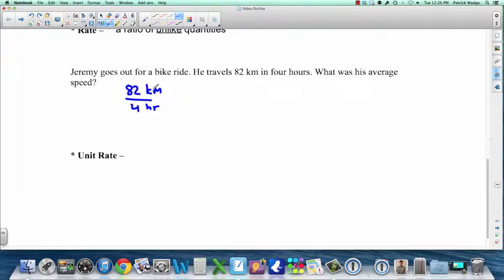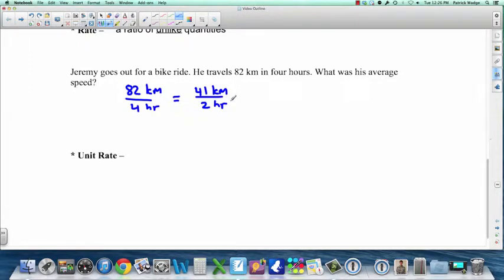Okay, we could still put this in lowest terms. You could divide top and bottom. Now, I know this is going to seem weird because we've got one last step, which is a unit rate. But if you just looked at these numbers, 82 and 4, the only thing you can divide them by is 2. So you divide them by 2 and you get 41 kilometers on top and 2 hours on the bottom.